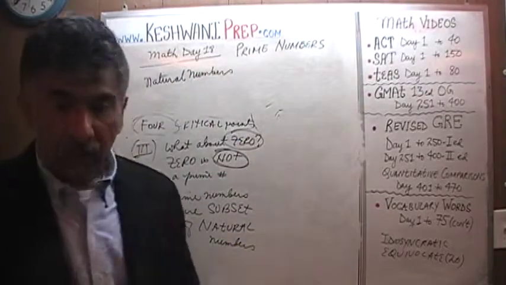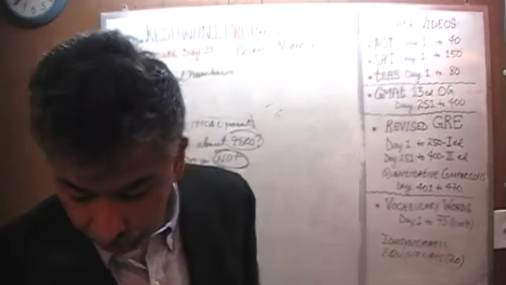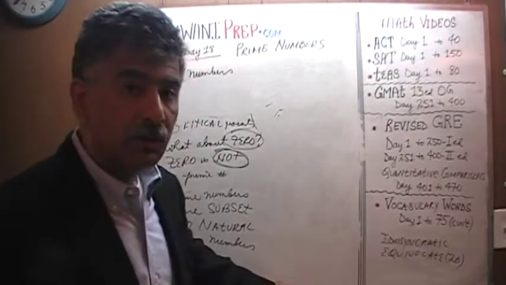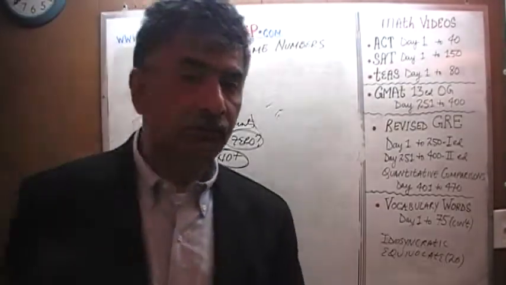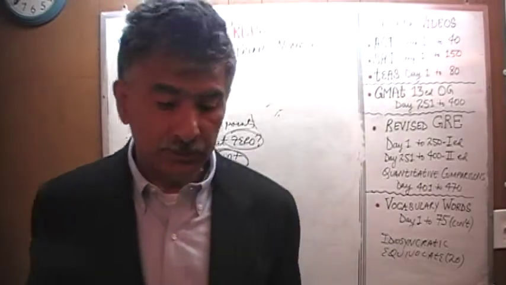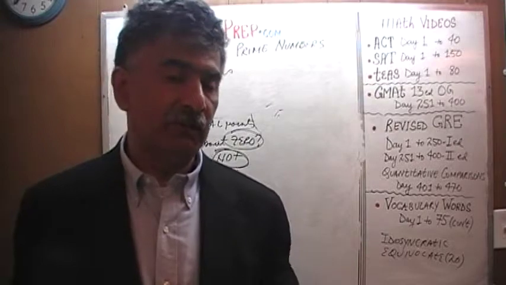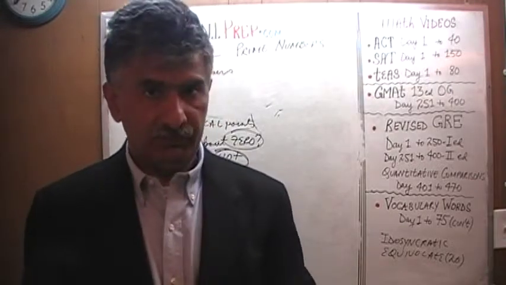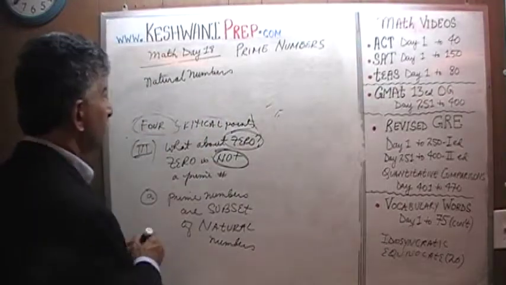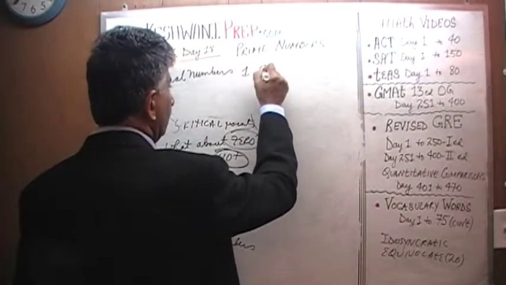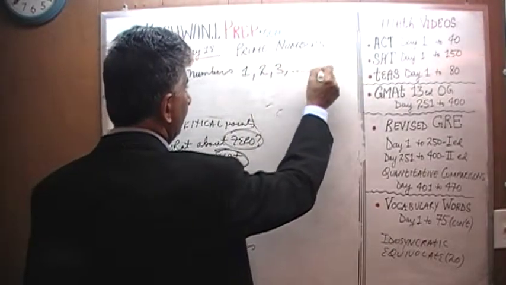Natural numbers are so called because those are the numbers that human beings developed first. Those are the numbers that human beings came up with first, thought of first, because we needed them. We needed them for our daily lives. Natural numbers are 1, 2, 3, 4, 5, and so forth.